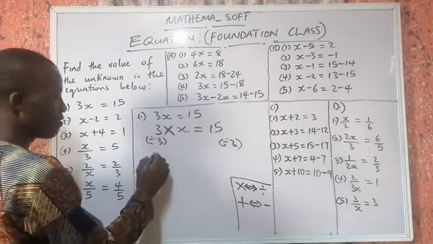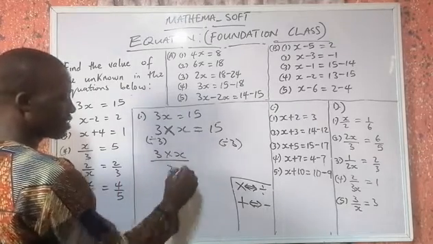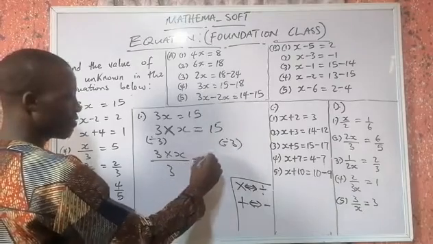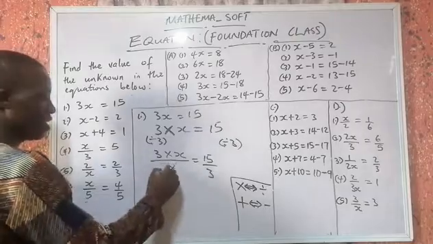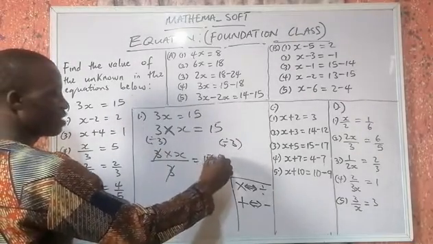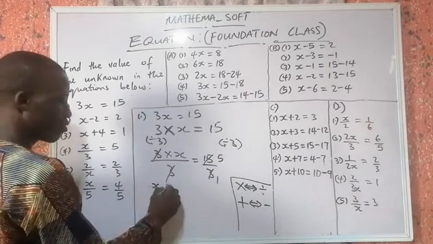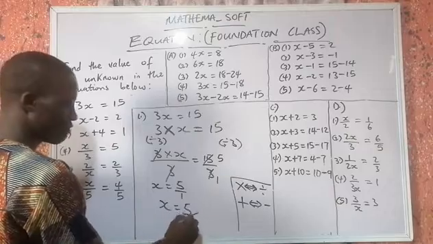So we now have 3 times x divided by 3 on this side, and on the other side, 15 is divided by 3. And then 3 cancels 3, leaving 1. 3 in 15 will give me 5. So my x equals 5 over 1, and x equals 5.